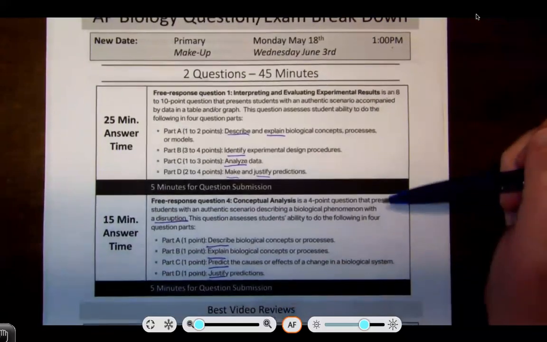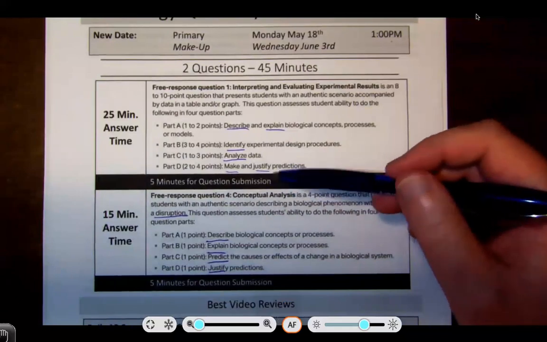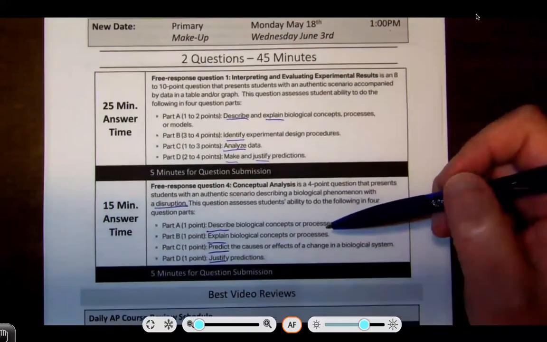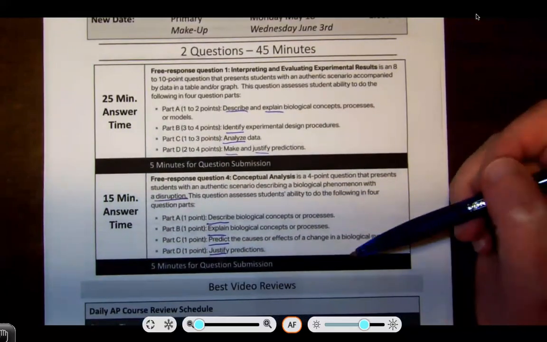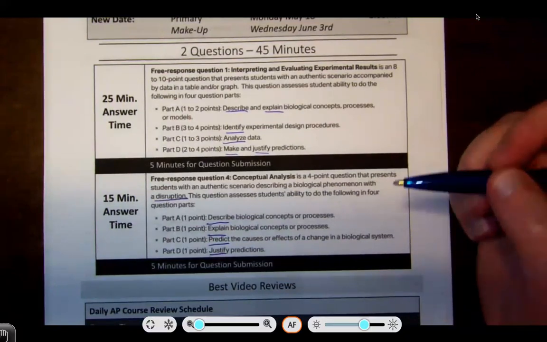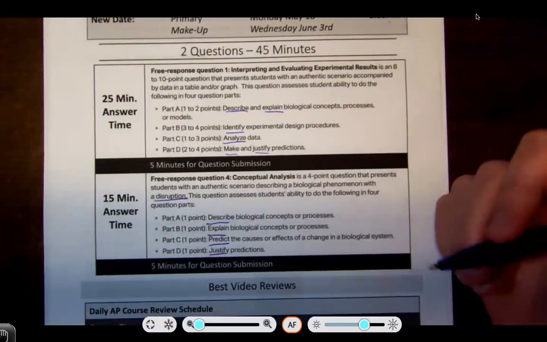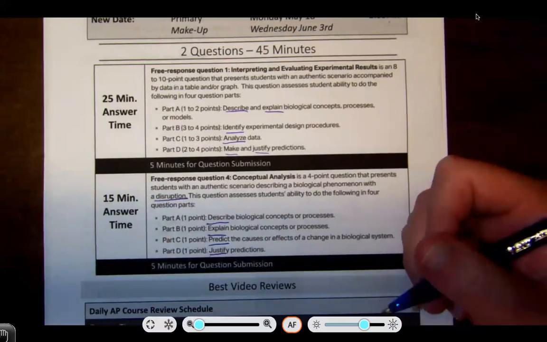For the second question, you're going to have 5 minutes in between to submit the first question. And then the second question is only 15 minutes. This one's going to be worth fewer points. It'll be just 4 points. It's going to present you with an authentic scenario describing a biological phenomenon with a disruption. So it's something that happens in nature with some sort of thing that's going to mess it up. Okay, they're going to change something or remove something.